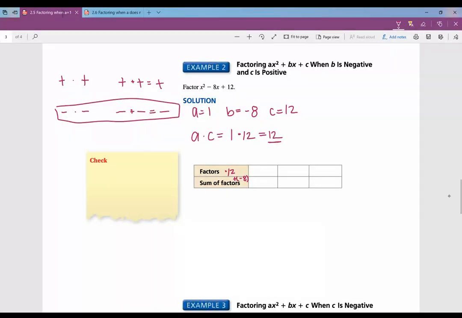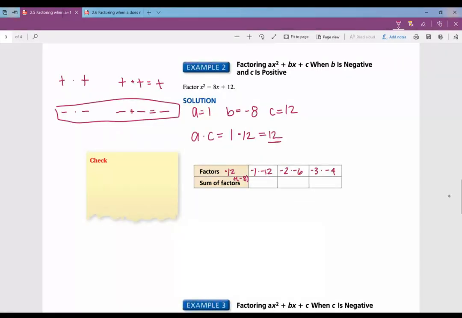So we could do negative 1 times negative 12. There is negative 2 times negative 6. Negative 3 times negative 4. So those are all factors that if we multiply them, they'll multiply to positive 12. Now we need to add them and see which ones are going to add to get negative 8.